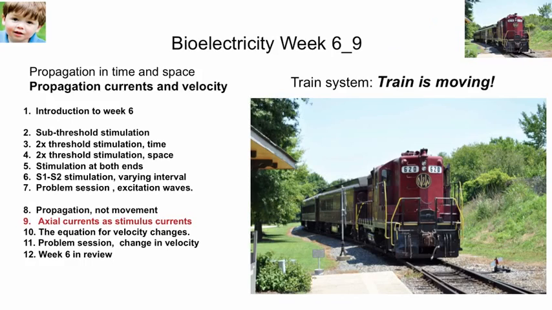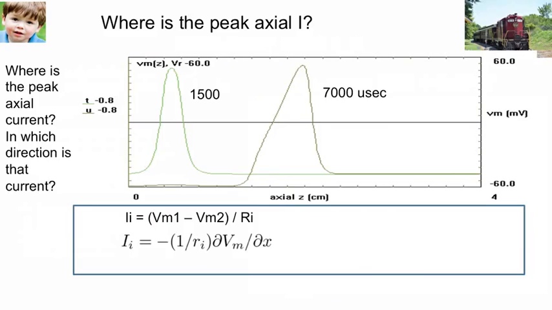Let's talk about axial currents and their relation to stimulus currents. Here I have redrawn the trace for the stimulus on the left, but no stimulus on the right. So I've stimulated on the left. This is the spatial trace. You've seen it before. The green trace is for 1500 microseconds, and the brown trace is for 7,000 microseconds or 7 milliseconds.